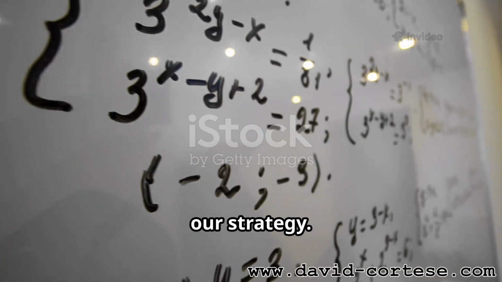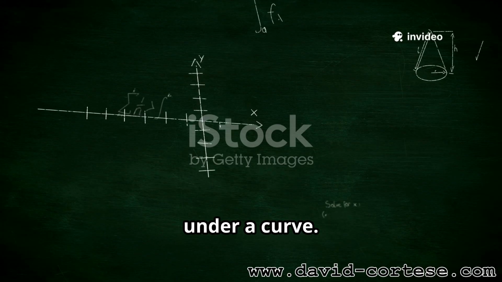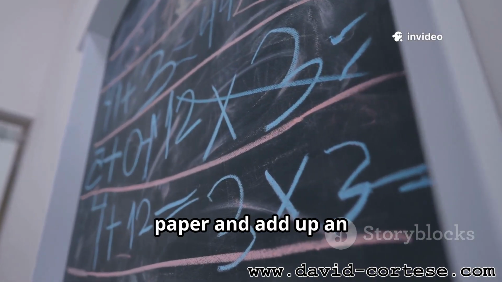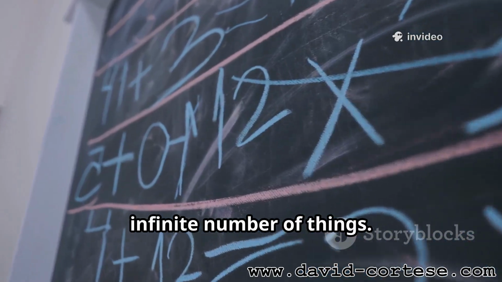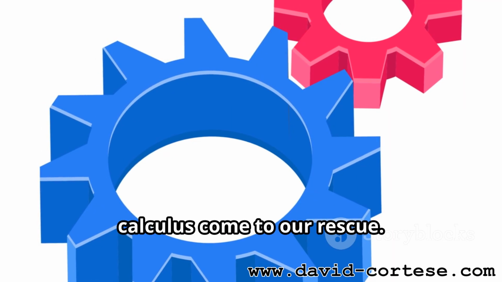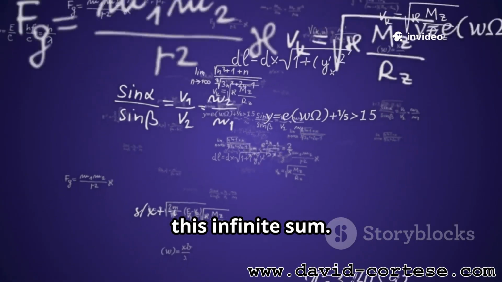We've established our strategy. Use an infinite number of infinitely thin rectangles to find the exact area under a curve. But how do we actually do that? We can't sit down with a piece of paper and add up an infinite number of things. This is where the notation and the machinery of calculus come to our rescue. The concept of the integral is what allows us to perform this infinite sum.